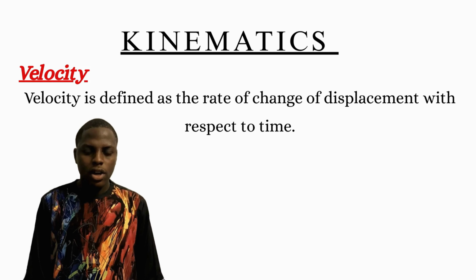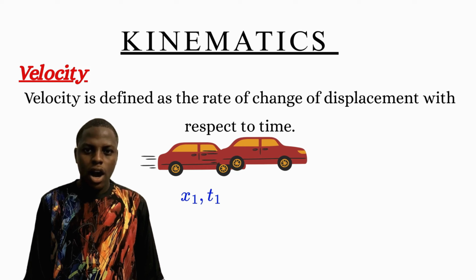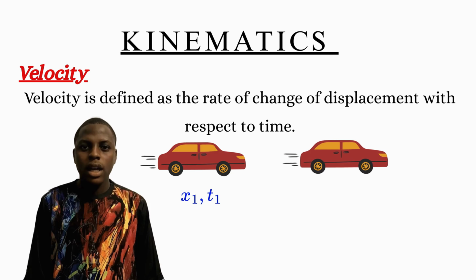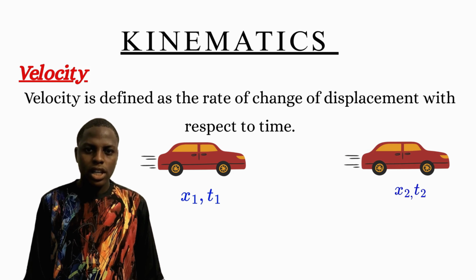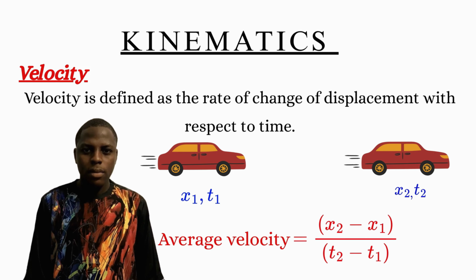Velocity. Velocity is defined as the rate of change of displacement with respect to time. Unlike speed, velocity tells us how fast an object moves and in which direction it moves. If a car moves from position x1 at time t1 to position x2 at time t2, the average velocity is given by x2 minus x1 divided by t2 minus t1. Since displacement appears in the formula, velocity automatically includes direction. That is why velocity is a vector quantity.